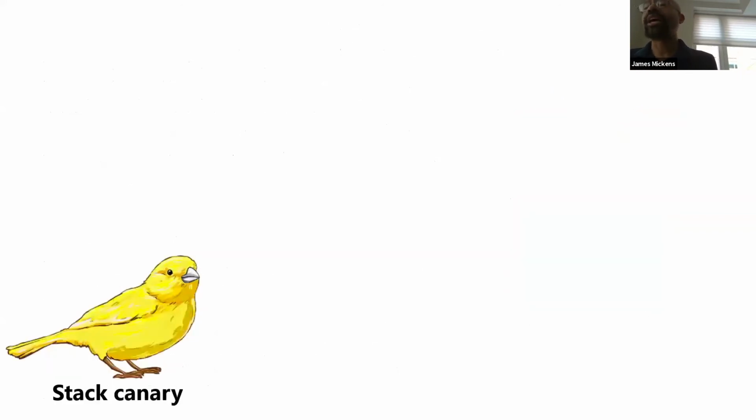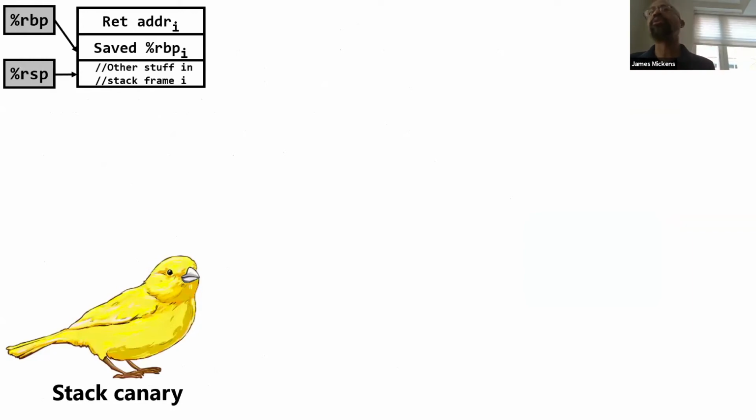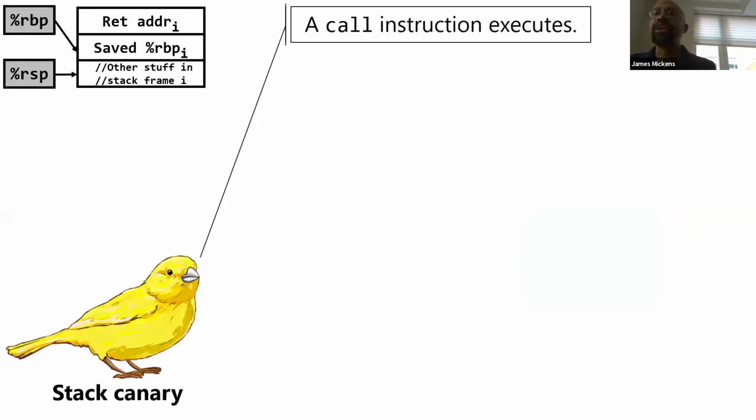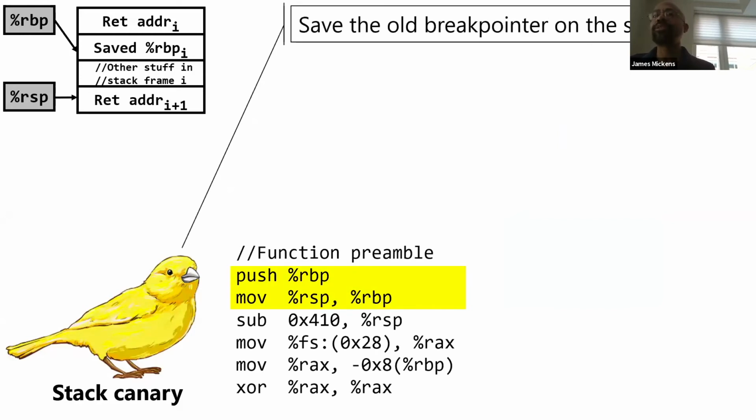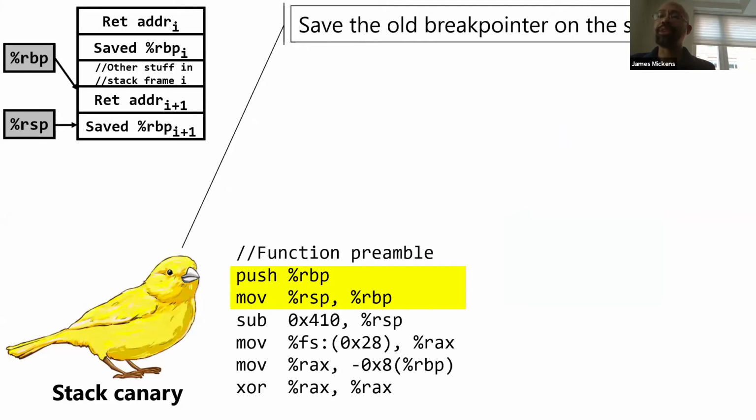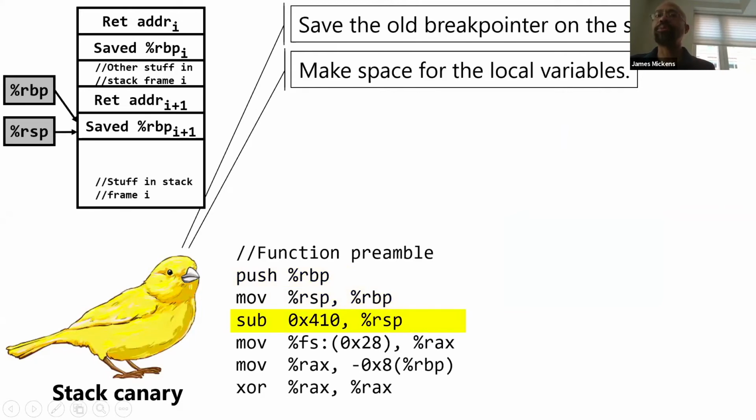So what does this look like at the implementation level? Let's imagine, once again, that we're about to invoke a new function. A call instruction is going to execute. That's going to push a return address onto the stack and bump down the stack pointer. Then in the function preamble, what do we see? Well, we have the standard stuff about saving the old base pointer on the stack, and then we're going to update the new position of the base pointer. Now we're going to make some space for local variables. This is similar to what we were seeing before.